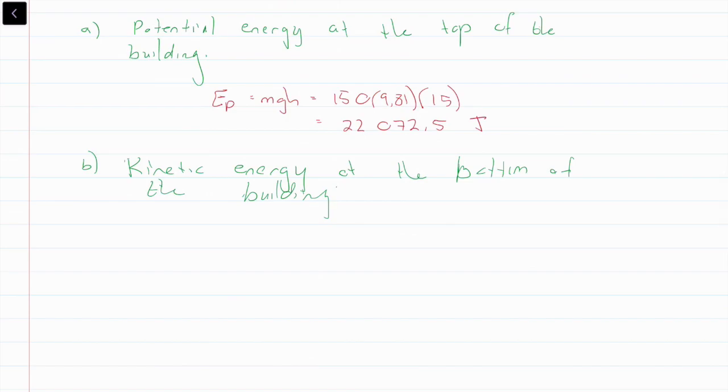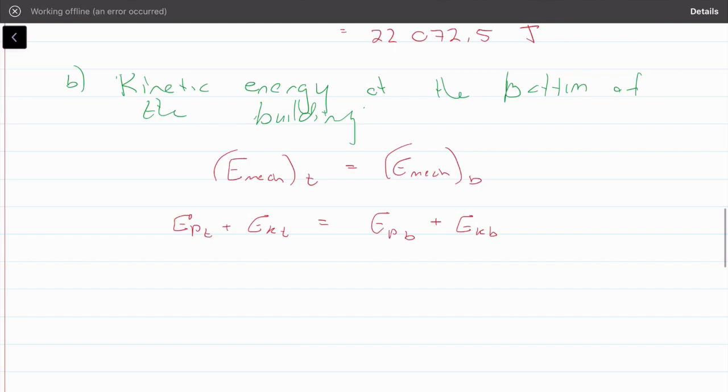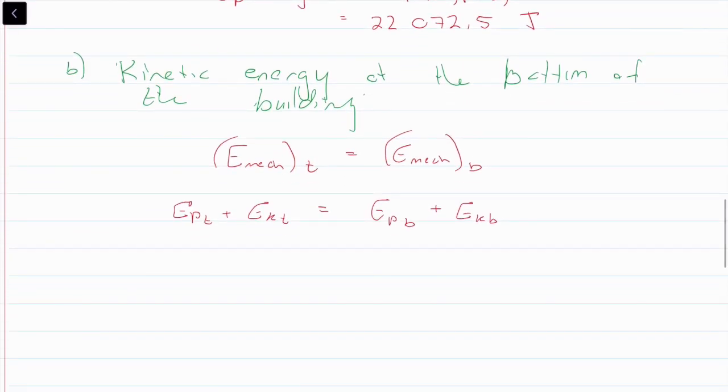conservation of mechanical energy. So what I'm going to say is that my EMAC, my mechanical energy at the top of the building, must be equal to my mechanical energy at the bottom of the building. So we know that EMAC is equal to EP at the top, so the potential energy at the top plus the kinetic energy at the top must be equal to my potential energy at the bottom plus my kinetic energy at the bottom. Okay, so at the top of the building, this mass is not moving, so obviously its kinetic energy must go to 0 because velocity is equal to 0.